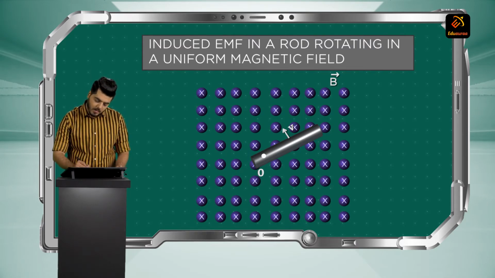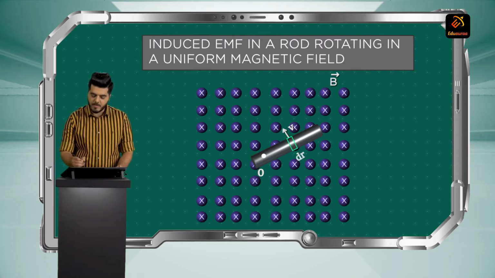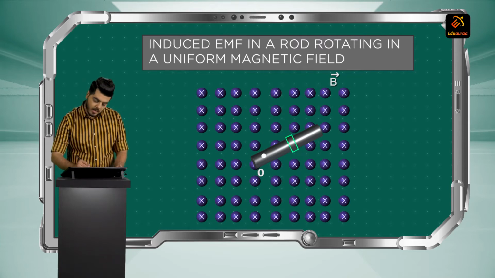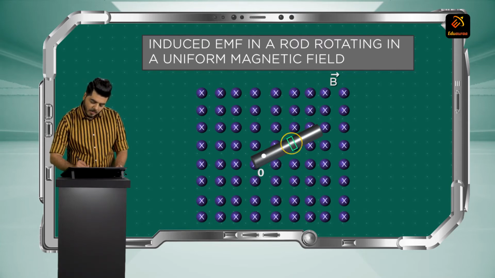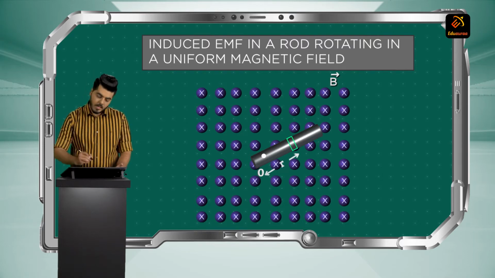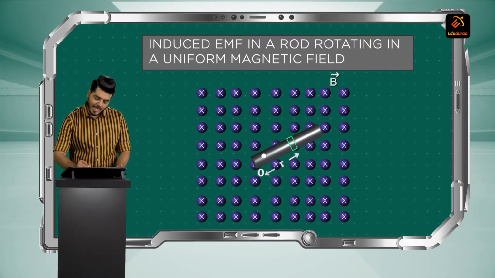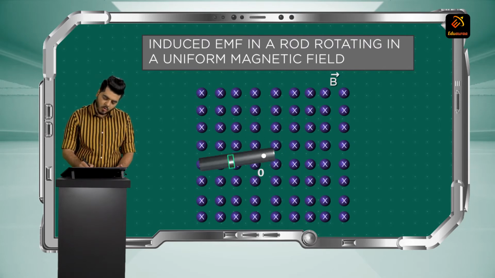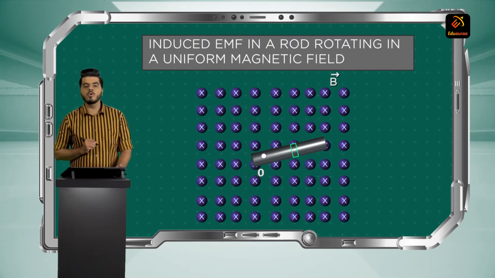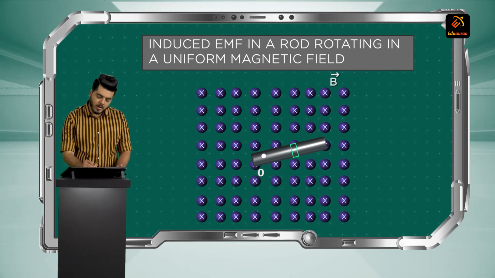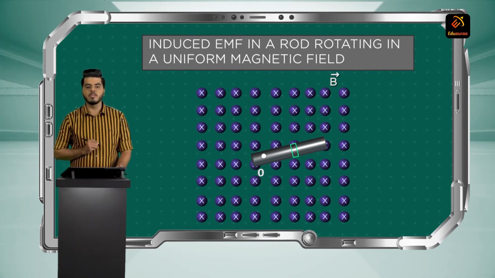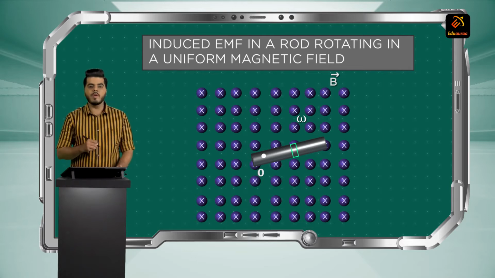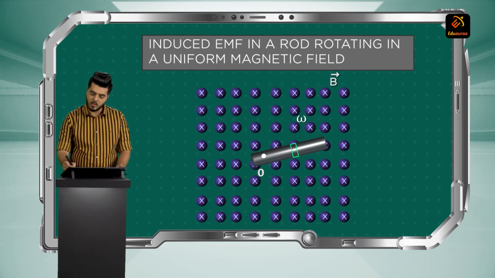Now I'm going to consider a small element, that is dr. The distance of this dr element from the pivot O is r and the total length of the rod is taken as L. As the rod is rotating, the linear velocity is V, but as it is going to rotate in a circular form, it is going to attain an angular velocity, that is omega. So as it is moving, it is going to move with an angular velocity omega.